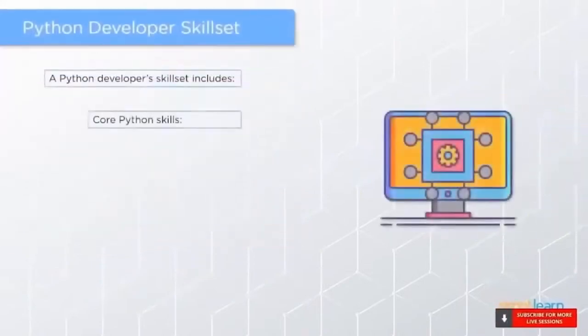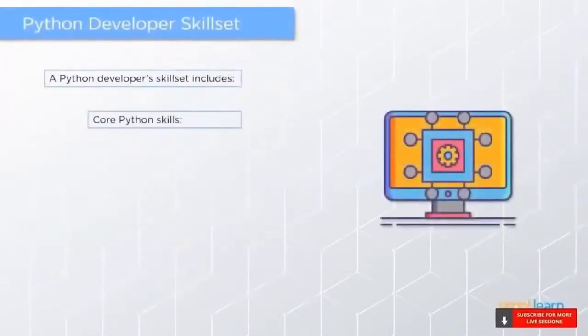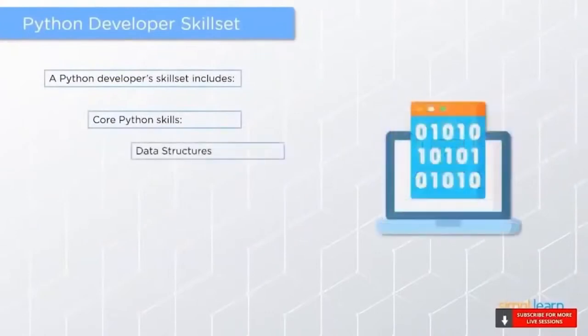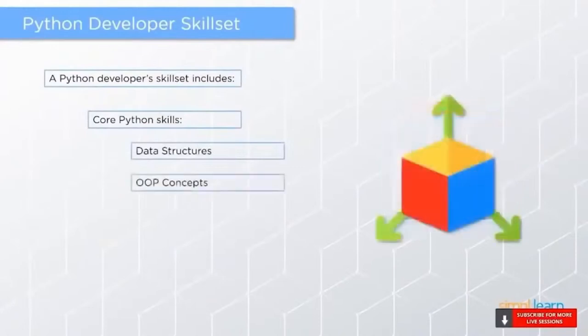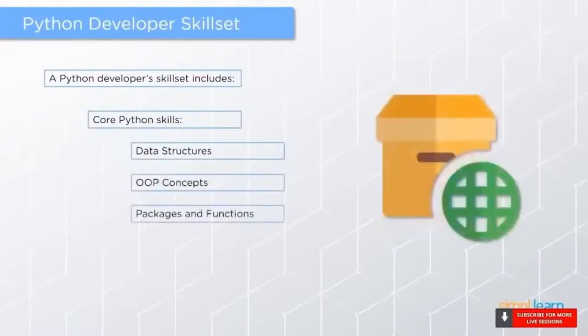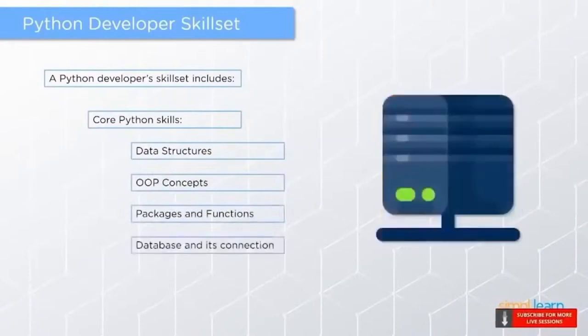Now, the core Python skills that a Python developer possesses are data structures like arrays, lists, stacks, queues, trees, and graphs. There are OOP concepts like inheritance, classes and objects, and abstraction. There are packages and functions, that is importing external packages into a Python code. Database and its connection, that is connecting a Python backend to a database like MySQL.